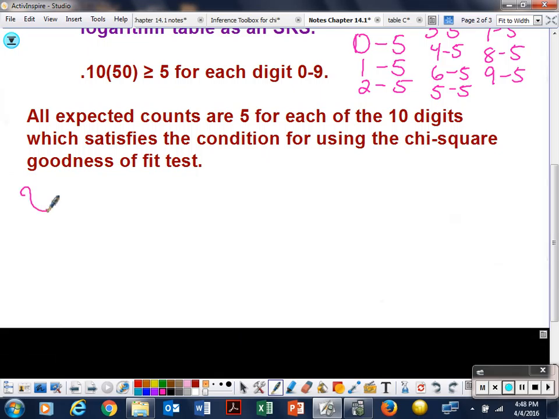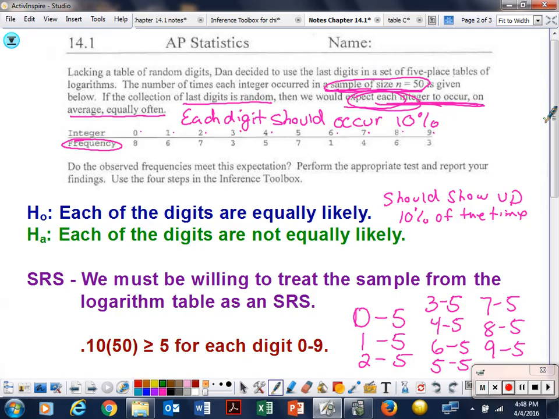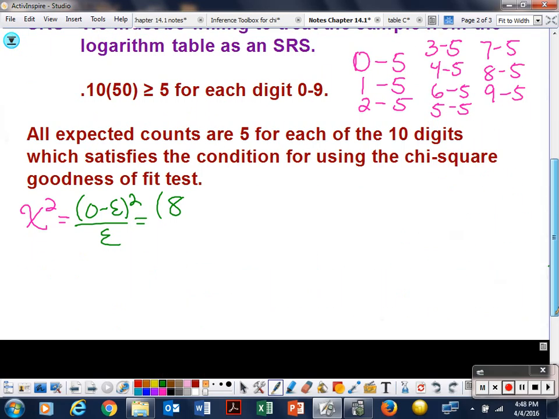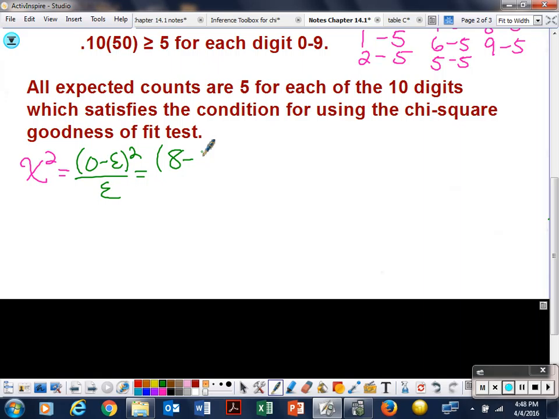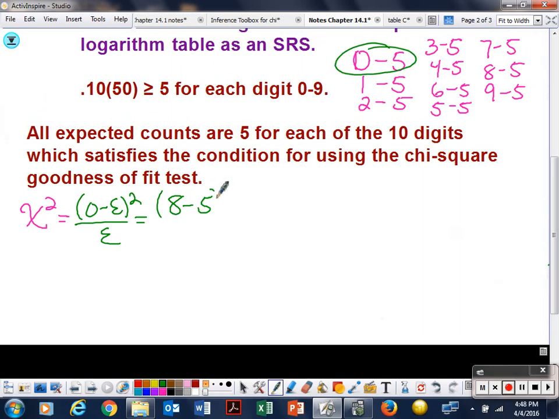So now the math. We are going to take the observed minus the expected squared divided by the expected. All right, fill in the numbers. I'm not going to fill all these in. You can actually abbreviate this. We're going to start with the number 0. These are the observed values right here. The 0 showed up 8 times. So 8 minus the expected 5, squared, divided by 5, plus.